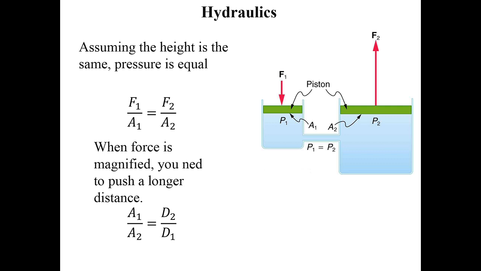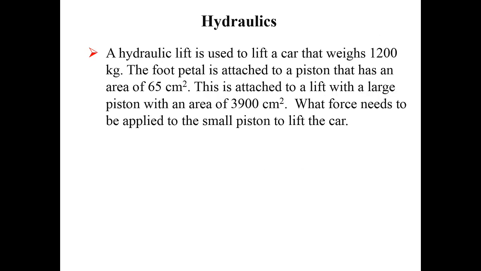Or I suppose you could push the large piston a short distance and then cause the small piston to move a large distance. The formula for this is A1 over A2 is equal to D2 over D1. So the larger the area, the smaller the distance, and vice versa. Next, I'll work through a quick problem. So we have a 1,200 kilogram car on a hydraulic lift. The small piston has an area of 65 centimeters squared, and the large piston has an area of 3,900 centimeters squared. I would like to know how much force do I need to lift the car?